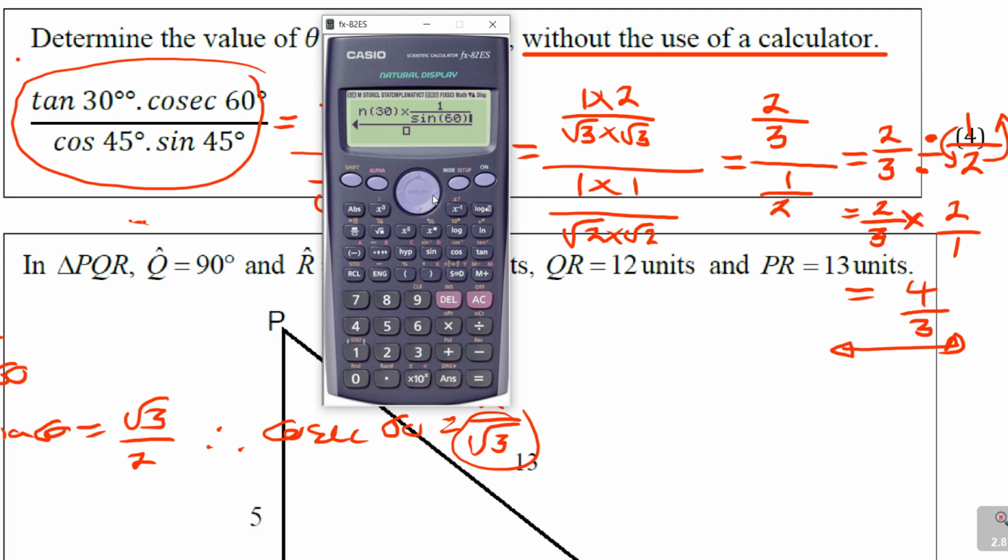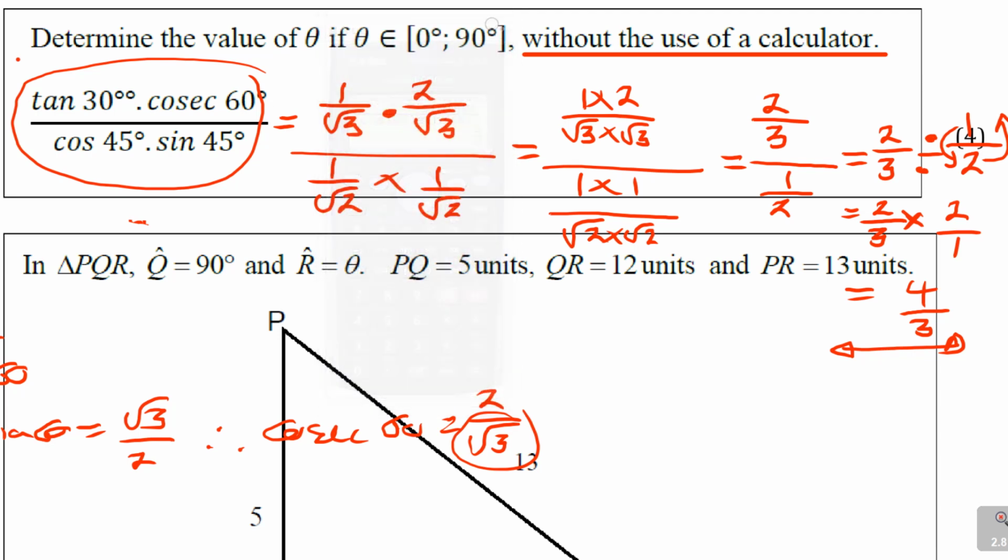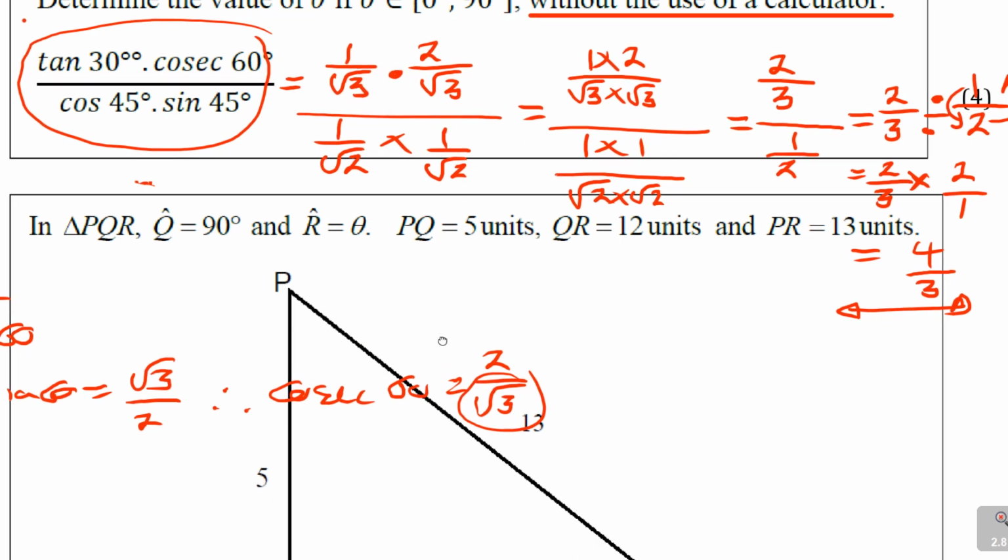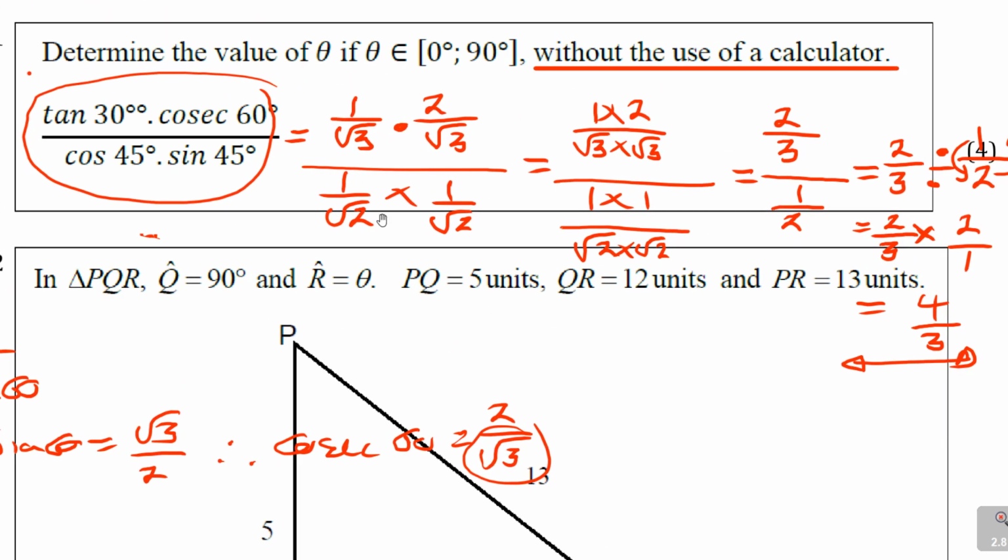And then go to the bottom, then you've got cos 45, and then you've got what? Sin 45. Just be careful, open and close the bracket, equal to there, 4 over 3. If it matches, you know that you're in the good, you did it right. Okay, so that is how you solve these kind of questions.